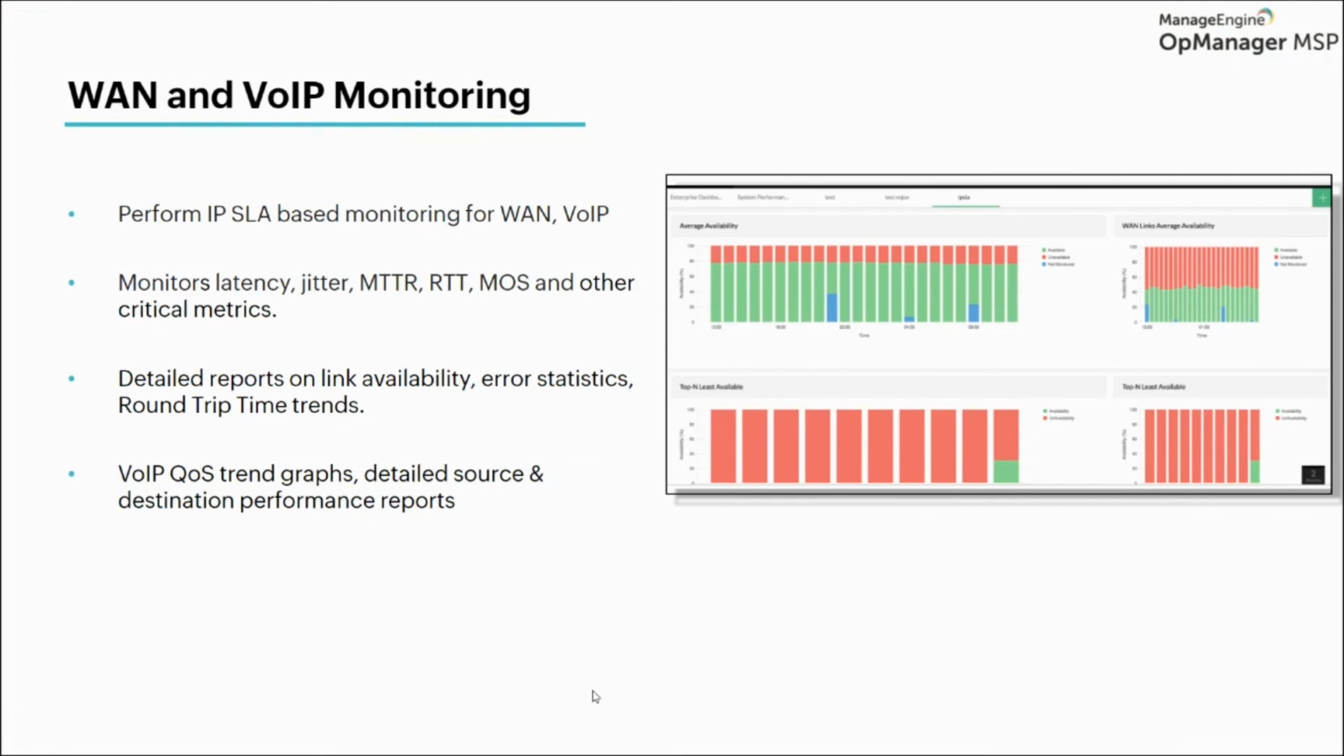And also we have detailed reports on link availability, error statistics, round trip time trends, and everything. And in terms of VoIP and IOS trend graphs, we have detailed source to destination performance reports, which give us a detailed picture of what is happening in our WAN or VoIP links in our environment, so that we know where the loss is happening, what is happening, and why, whether we need to improvise it or fix that particular link or go ahead with a different upgraded link to have a better connection in our environment to avoid any major downtimes in our business critical situations.